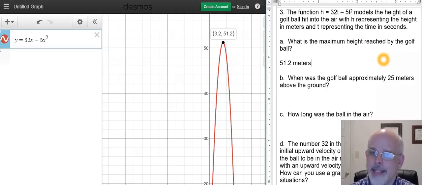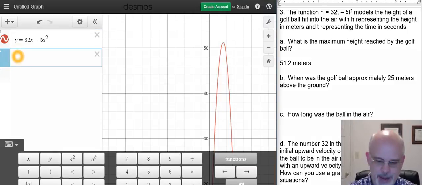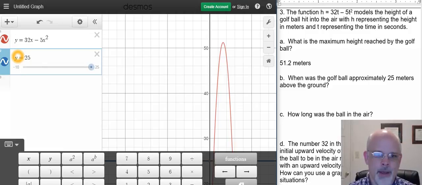Okay, question B says, when was the golf ball 25 meters above the ground? So I've got to get the 25 in there. Now, if I were solving this algebraically, I would plug 25 in for h, put it in standard form, and then use the quadratic formula. Using the graphing utility, I'm going to come over here. This lets us type in another equation. I'm going to click here. And the second equation I'm going to type in is y equals 25.